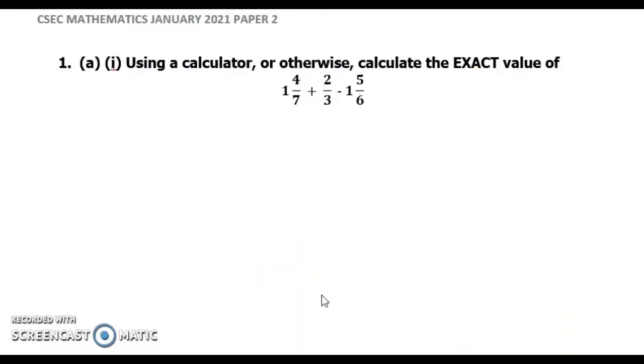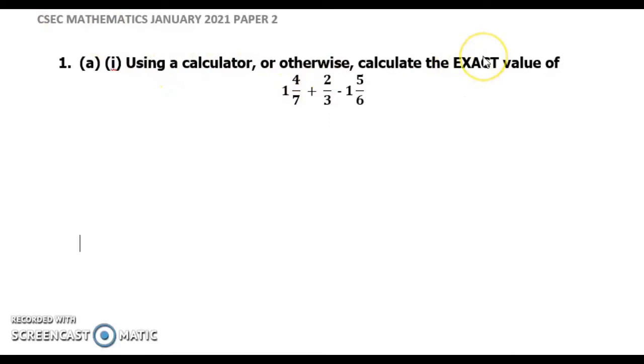So the first question we have here, using our calculator or otherwise, we're supposed to calculate the exact value of this question: 1 4/7 plus 2/3 minus 1 5/6. So based on what we have here, we're going to change our numbers to improper fractions, and in order to do so, we need to navigate the information that we have here.